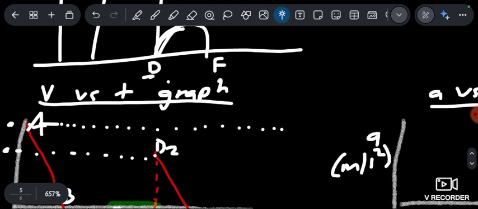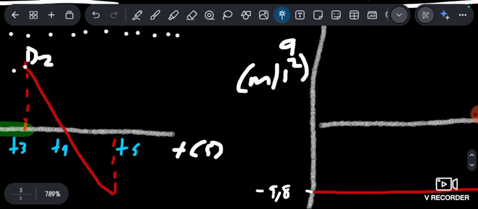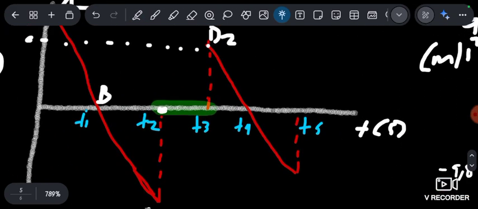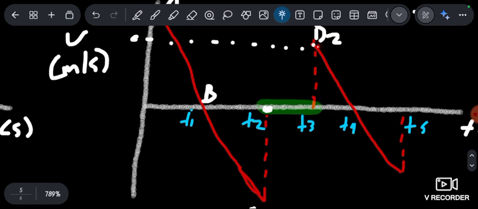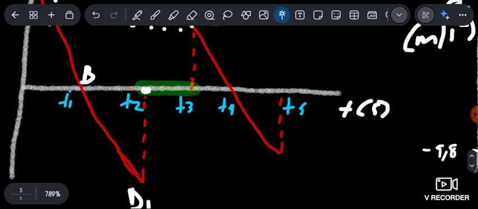I said to you, when the ball goes up, what does the velocity do? It decreases until it reaches maximum height. And that happens over here. The velocity decreases until it reaches maximum height. And then it goes again in the opposite direction.